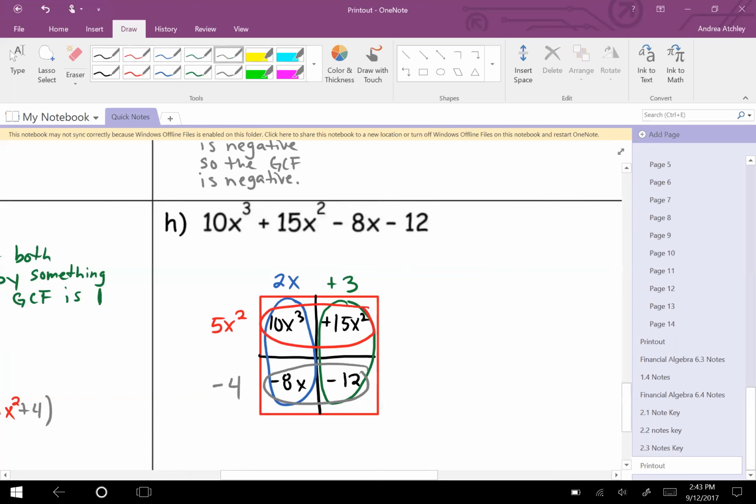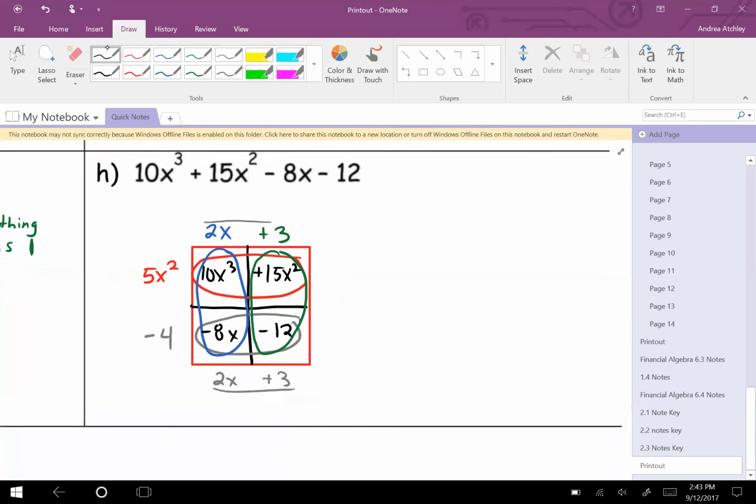Then I check my work. Negative 8 divided by negative 4 is a positive 2x. And then negative 12 divided by negative 4 is a positive 3. And then these two match. So we're good. So my factors should be 2x plus 3 times the 5x squared minus 4.